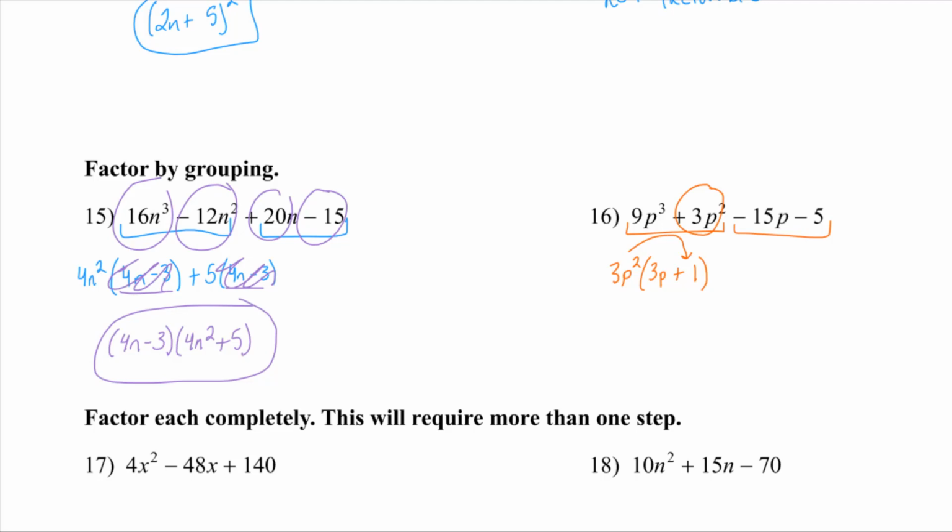The second two have a 5 in common, but in particular a negative 5. And so that will change these to positives when we write them, 3p plus 1. So we have a 3p plus 1 in common, and then we have 3p squared minus 5.